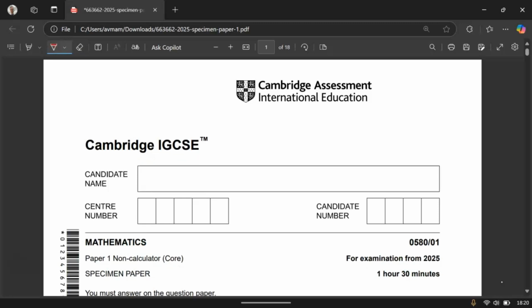Johnson. In this video, I'll work out Cambridge IGCSE Mathematics Paper 1, that is the non-calculator core paper, for the examination from 2025.